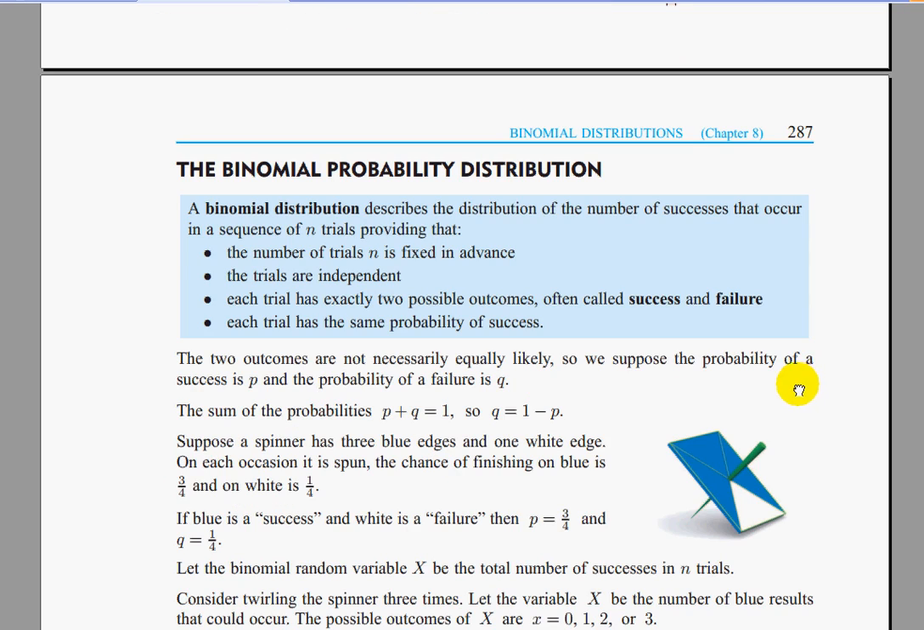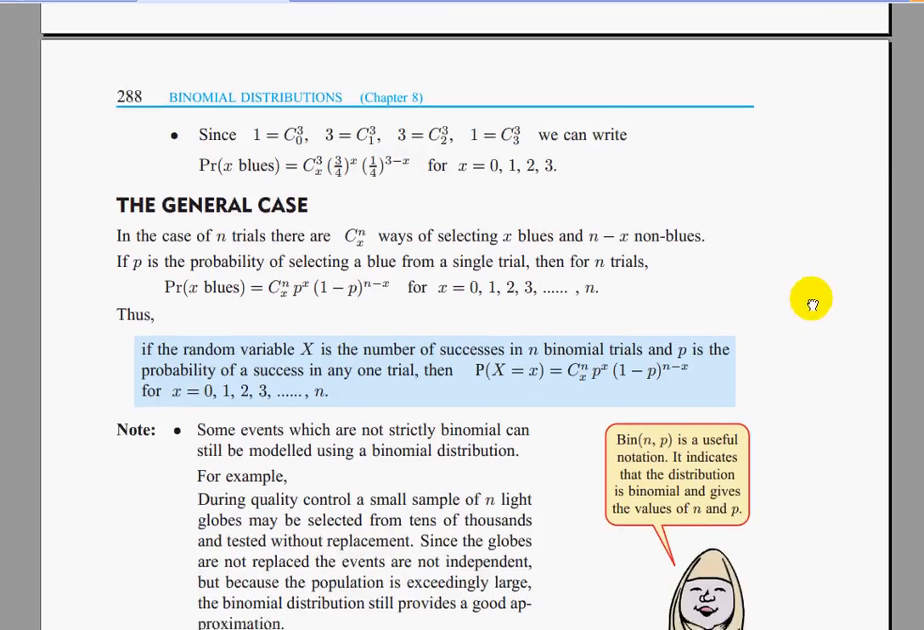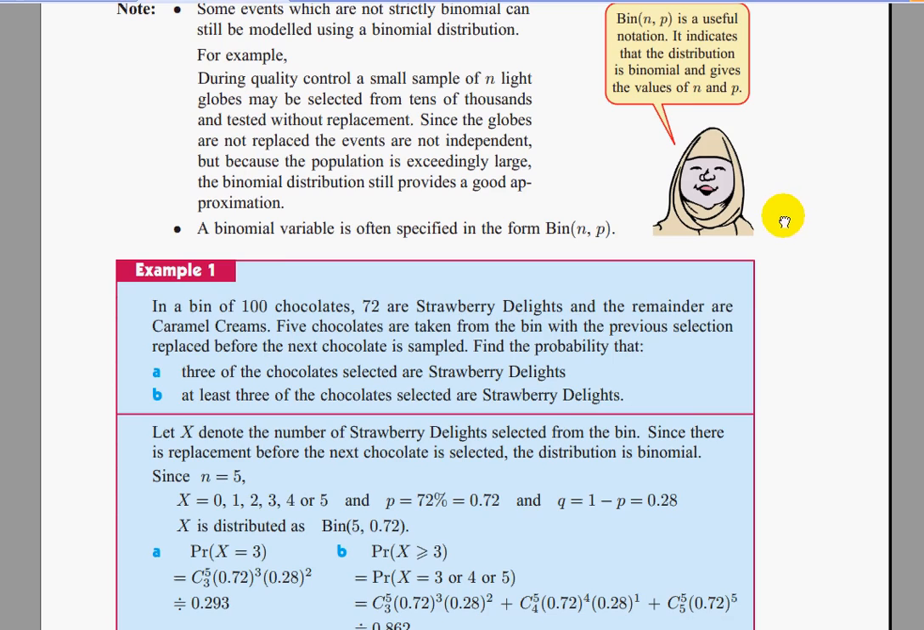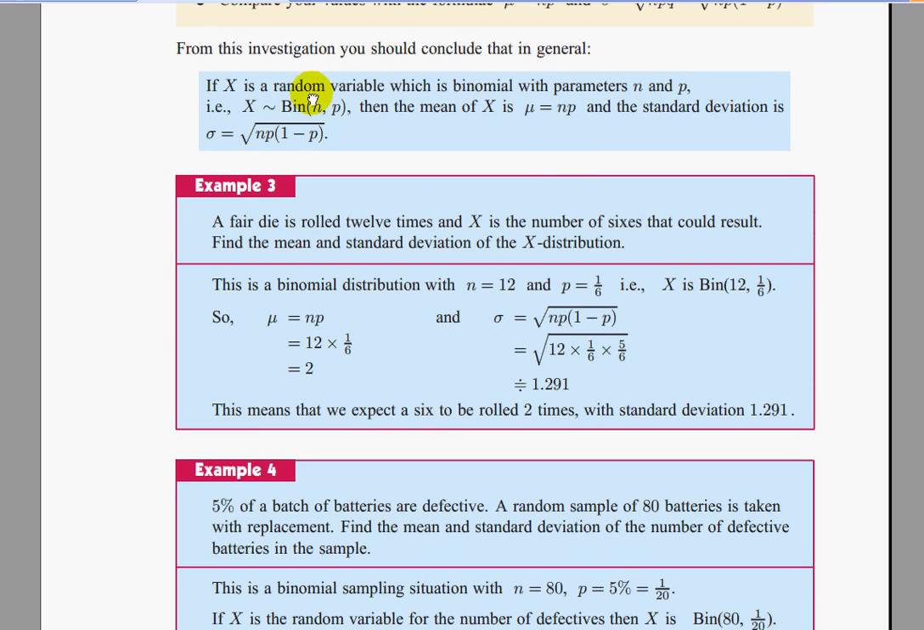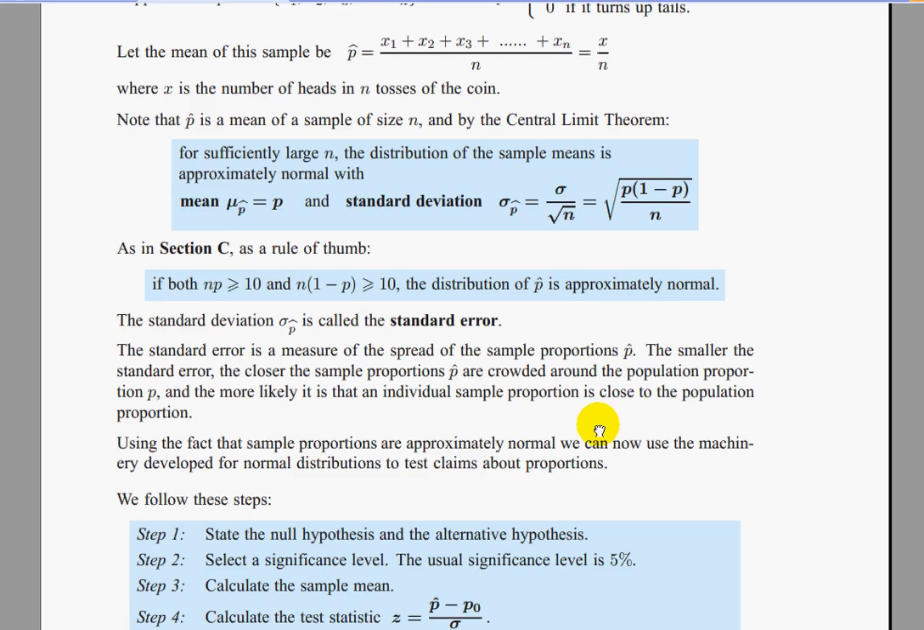Now moving on to chapter 8. This chapter 8 is really about the binomial probability distribution. The general idea about binomial you should know well, so at least take a look at examples 1, 2, 3 and 4 to know more. Examples 3 and 4 explain how you calculate the mean and standard deviation of the binomial distribution. You need to know this.